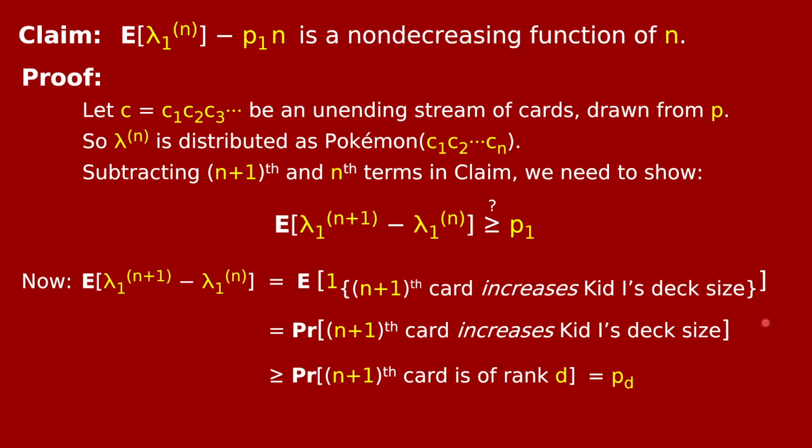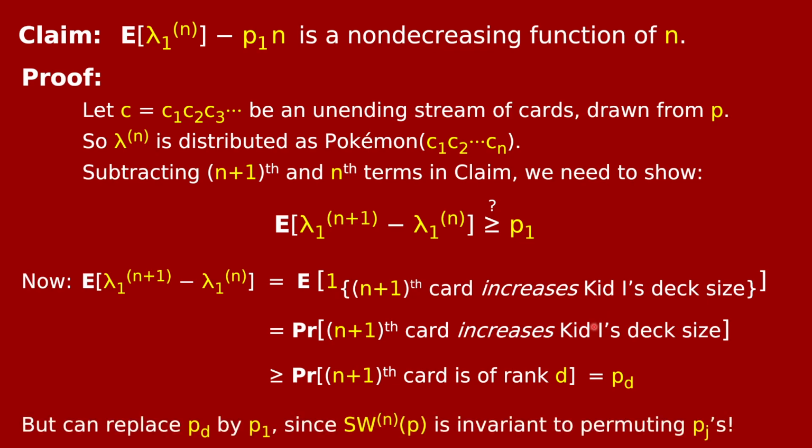But now you can remember this funny fact about the Pokemon process, the RSK process, which is that it's actually invariant. The number of boxes in each row, the distribution of the box lengths, is invariant to permuting the P's. And therefore, if you can prove this with P_D, by permuting the P's, you can also prove it for P1. And so that lets us put P1 on the right-hand side and actually completes the proof of this claim.